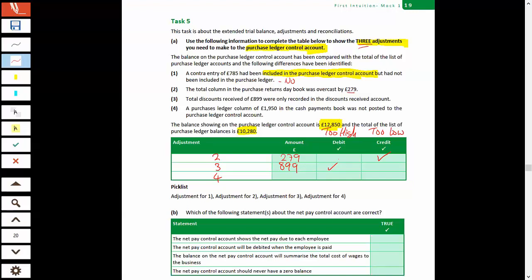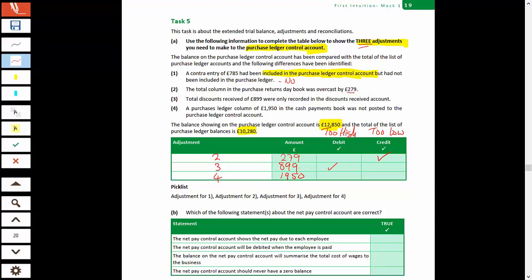And Natalia's pointed it out there very nicely. Thank you very much. Number 4, purchase ledger column, £1,950 was posted in the cash payments book, not posted in the purchase ledger control account. So again, let's put that amount in very nicely.